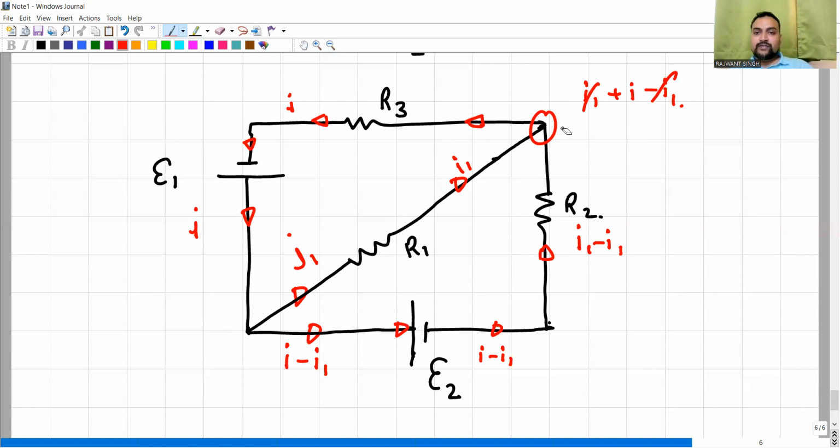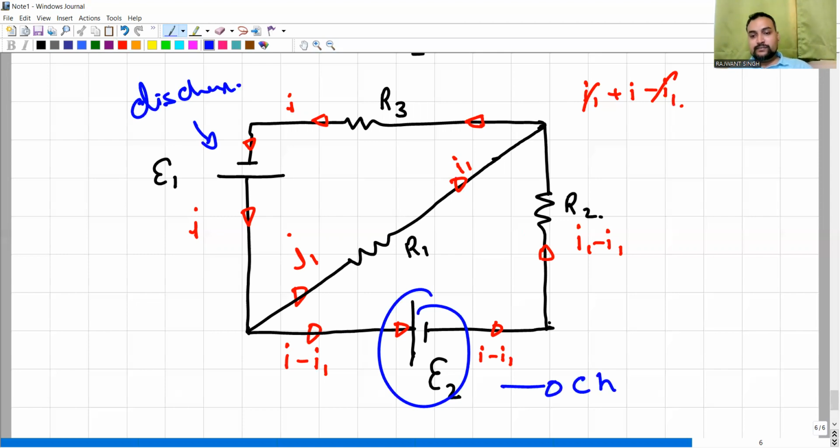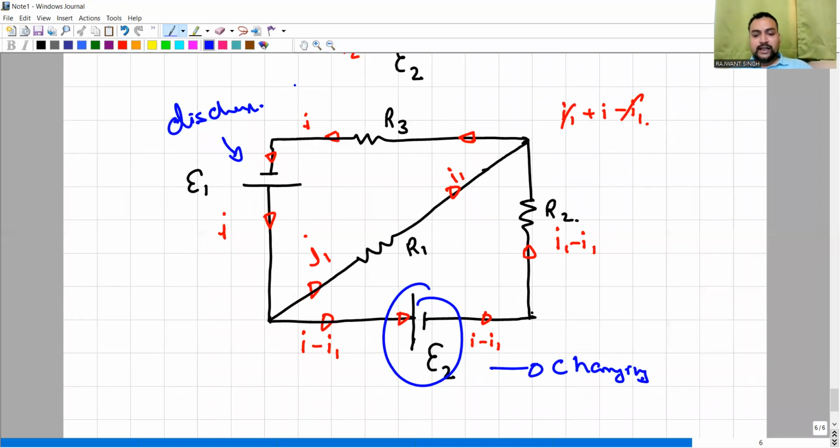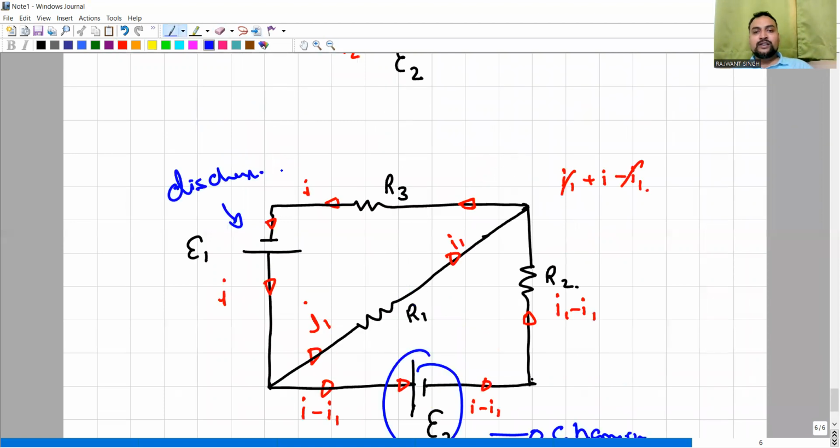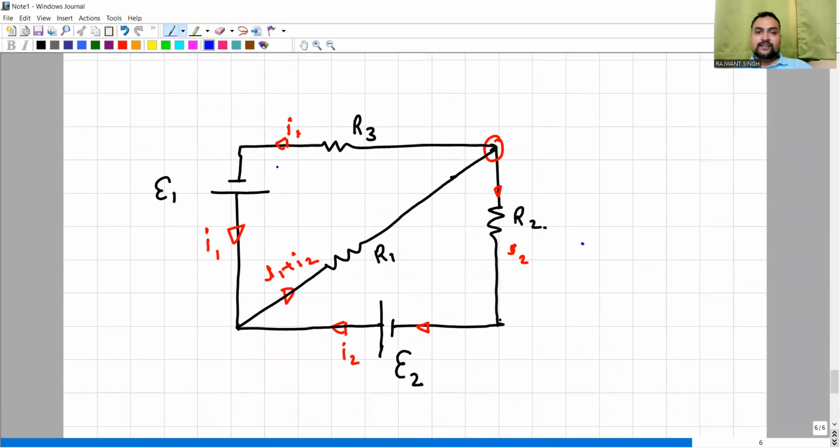If you draw this type of current, then you are assuming that this cell is in a discharging state, and this one will be in a charging state. And this is absolutely correct. There is no restriction that this will be wrong or this will be right, or this is correct and this is not correct in any way. You can draw the direction of the current the way you want to. You are absolutely free to do it.